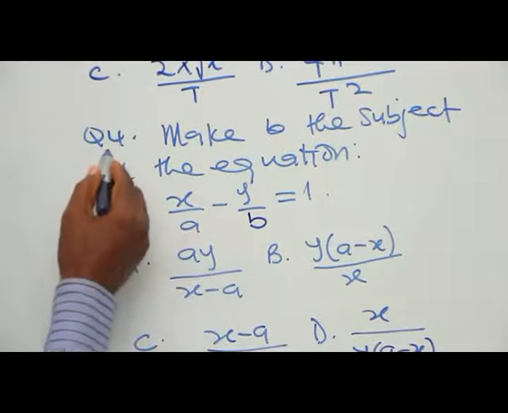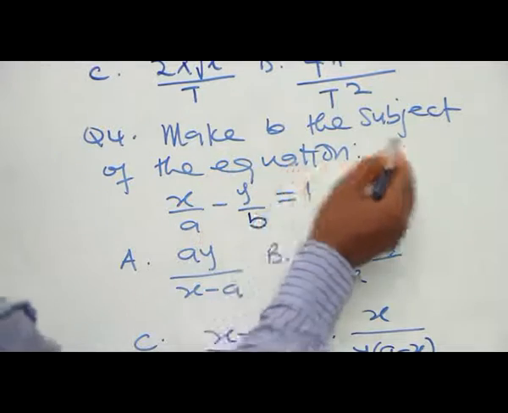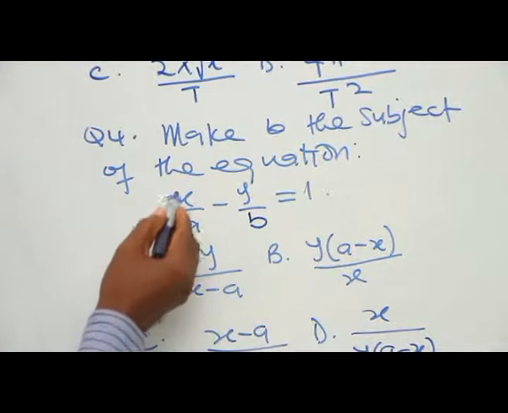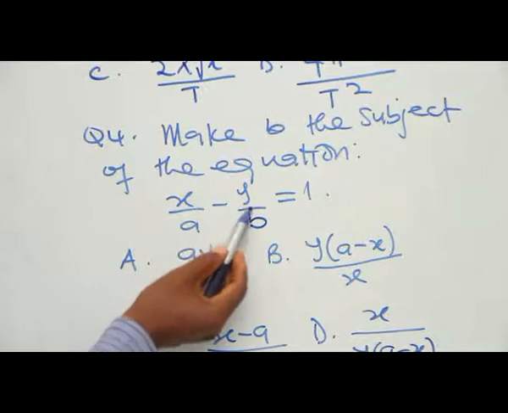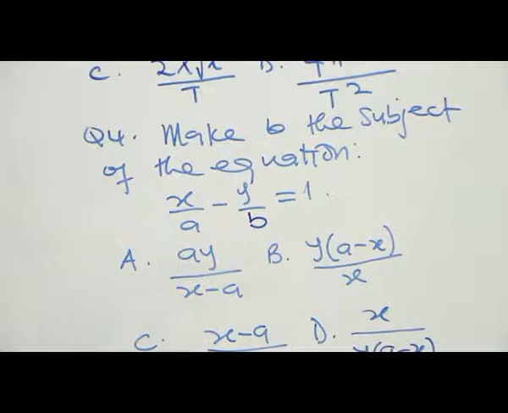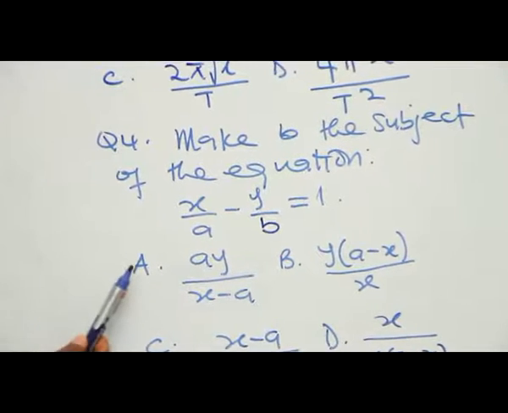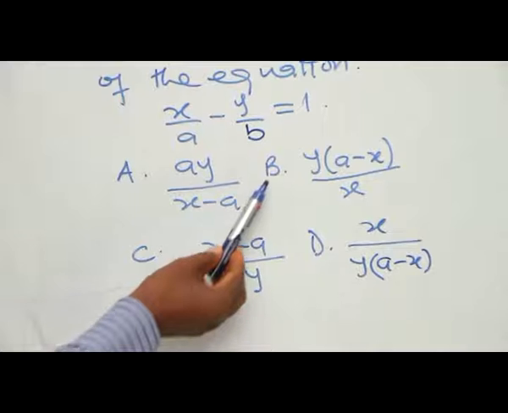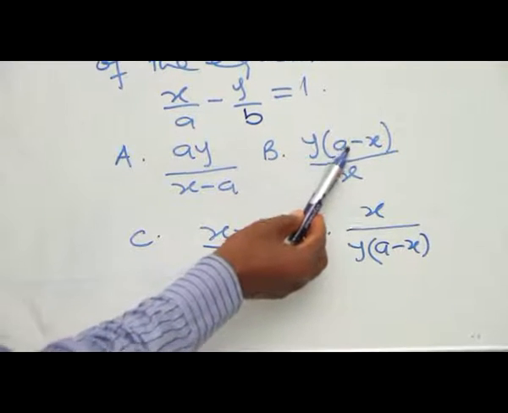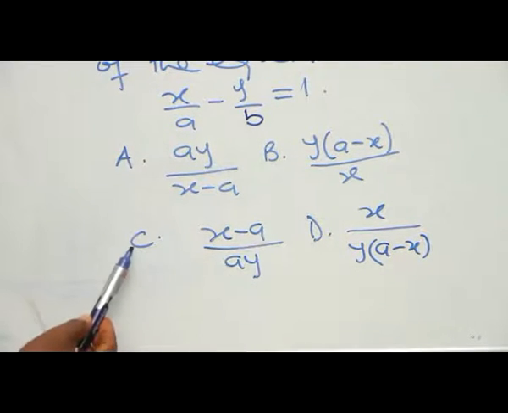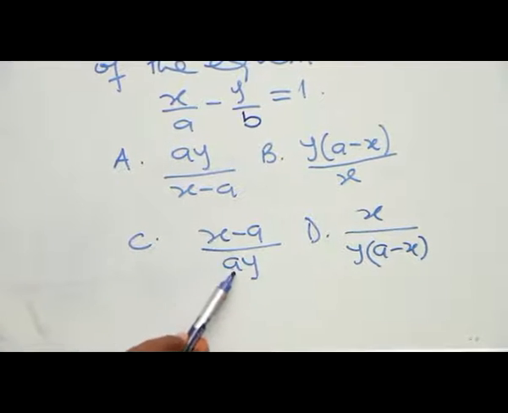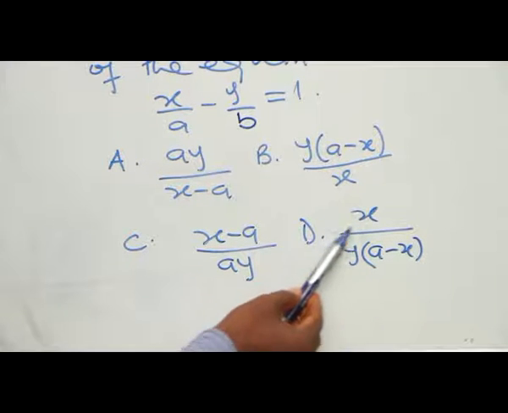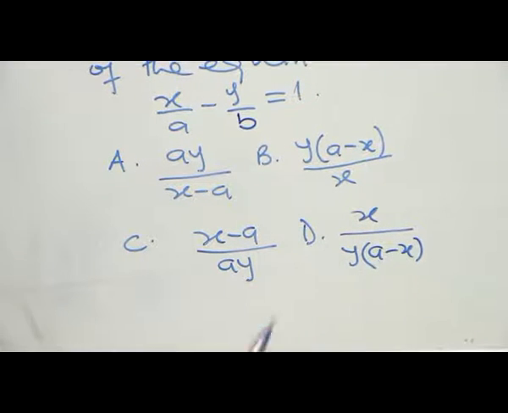Question number 4. Make B the subject of the equation S over A minus Y over B equal to 1. A, AY all over S minus A. B, Y into A minus S over S. C, S minus A over A times Y. D, S all over Y into A minus S.